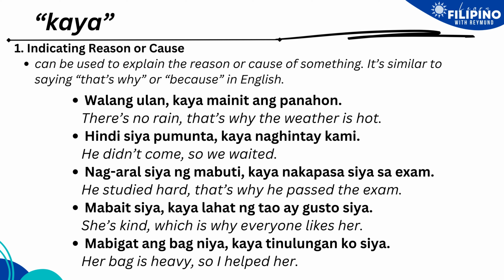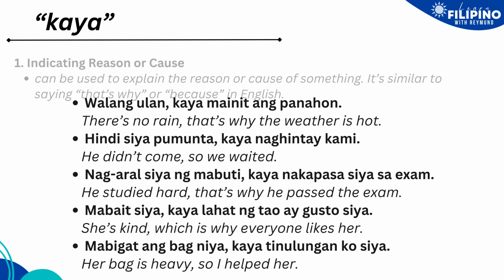Mabigat ang bag niya, kaya tinulungan ko siya. When we say mabigat, that means heavy. And then tulong is help. So her bag is heavy, so I helped her or him. It can also be him. Mabigat ang bag niya, kaya tinulungan ko siya.